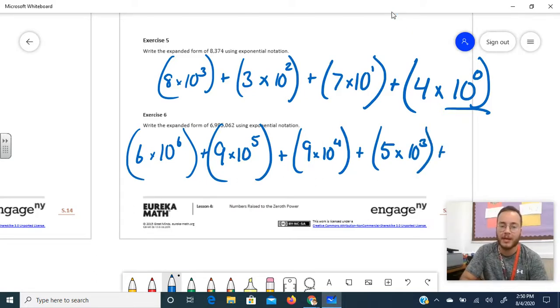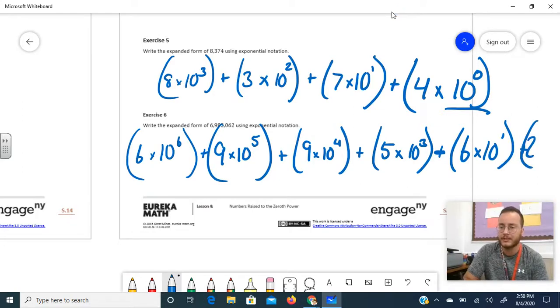I have a 0 in my hundreds place, so I don't have to do anything, because 0 times anything is 0. So I have that plus a 6 in my tens place, which is 10 to the 1st, and then plus 2 times 10 to the 0th power.